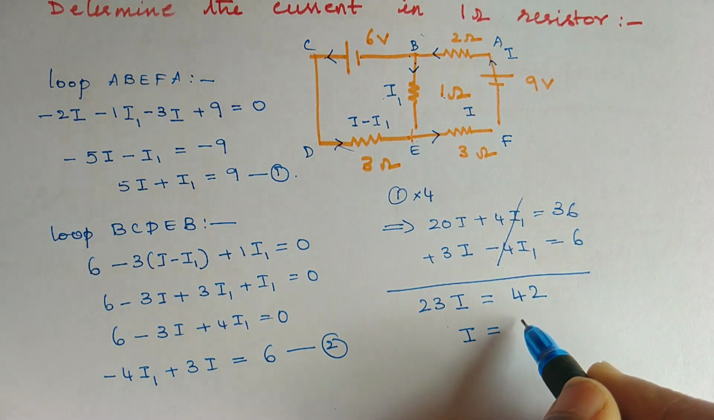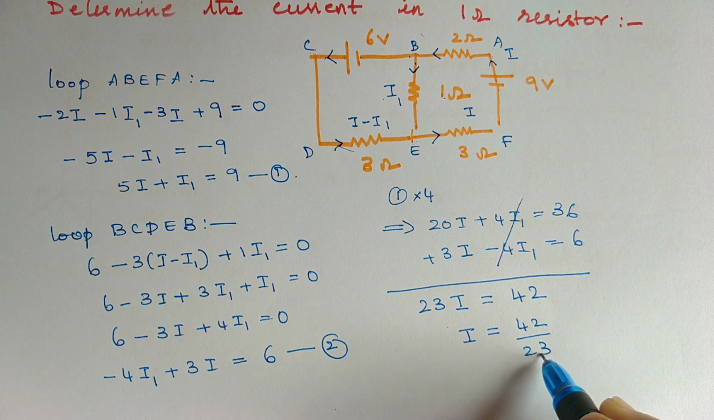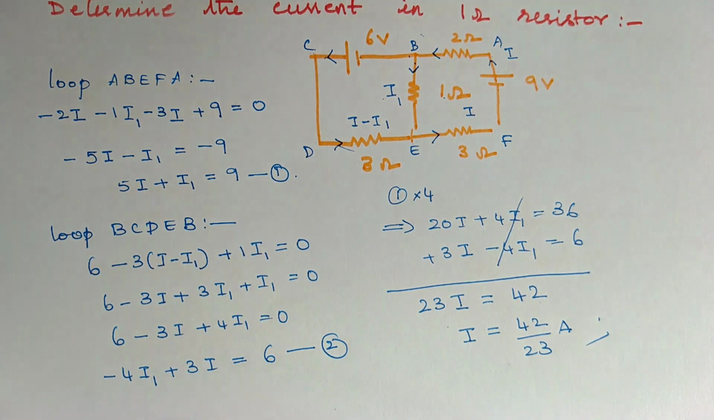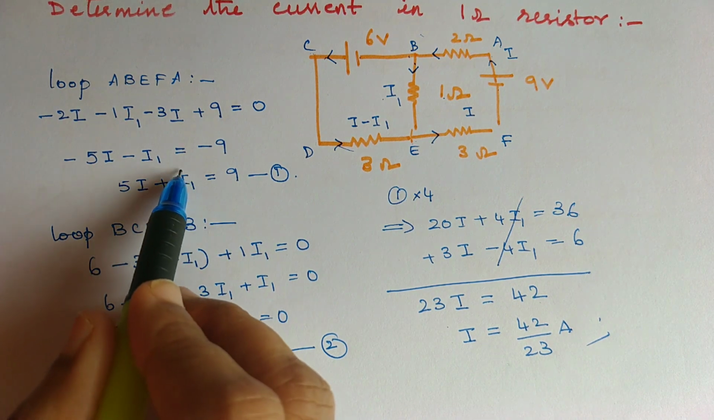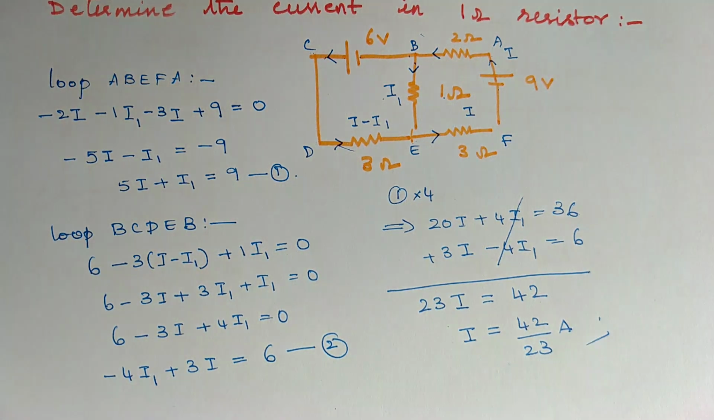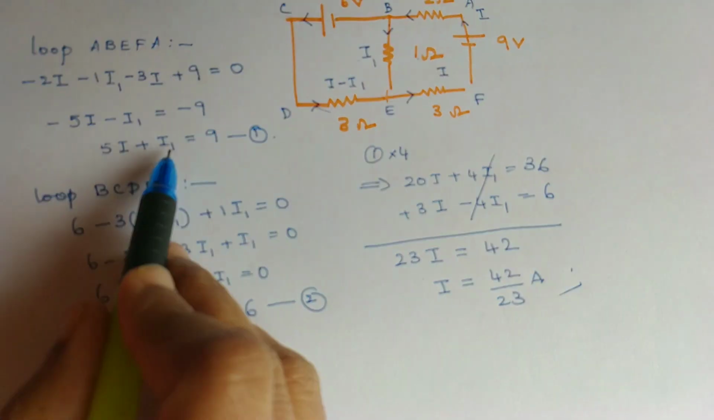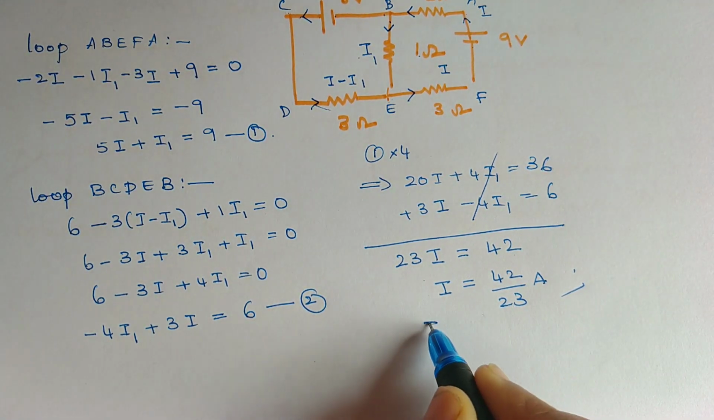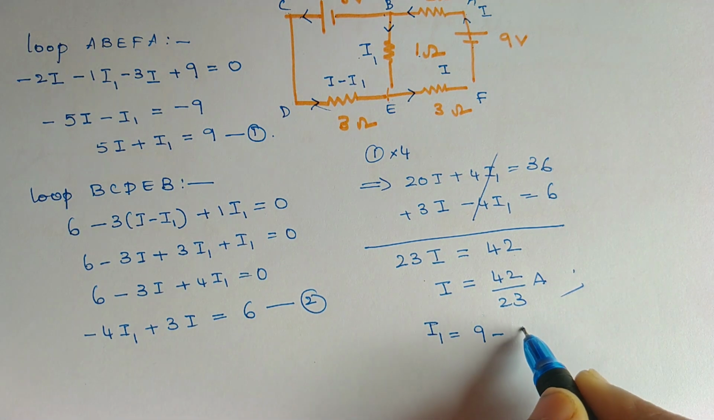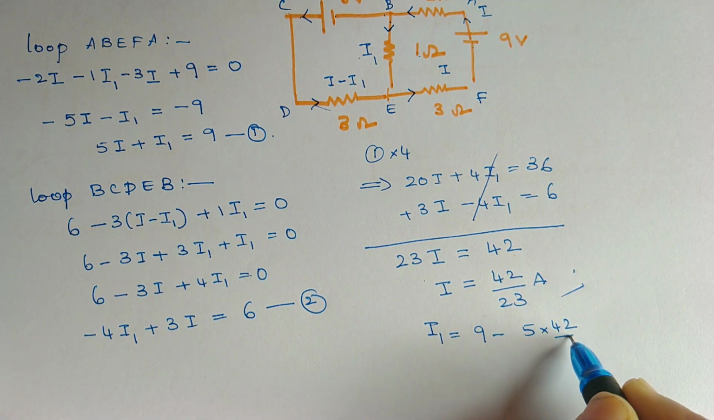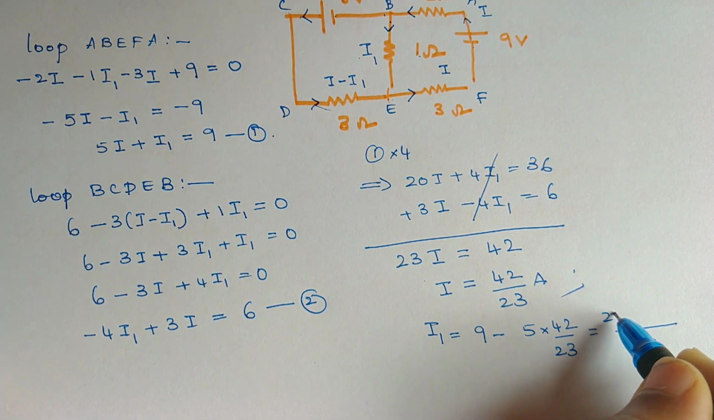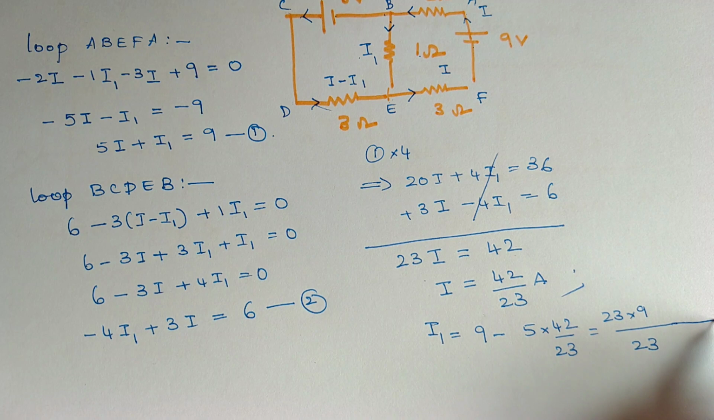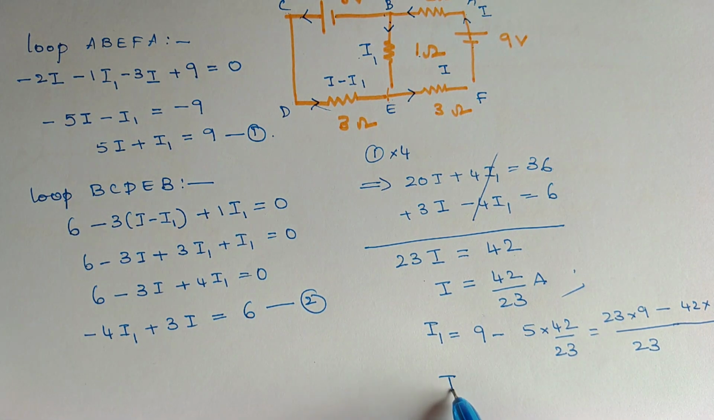So what is the value of I? 42 by 23 ampere. Now once you get the value of I, you can easily find the value of I1. So what should I1 be equal to? Here I will solve it. I1 is equal to 9 minus 5I. I1 is 9 minus 5 times 42 by 23. Simplify this. Take LCM 23. 23 into 9 minus 42 into 5. Or I1 is equal to.